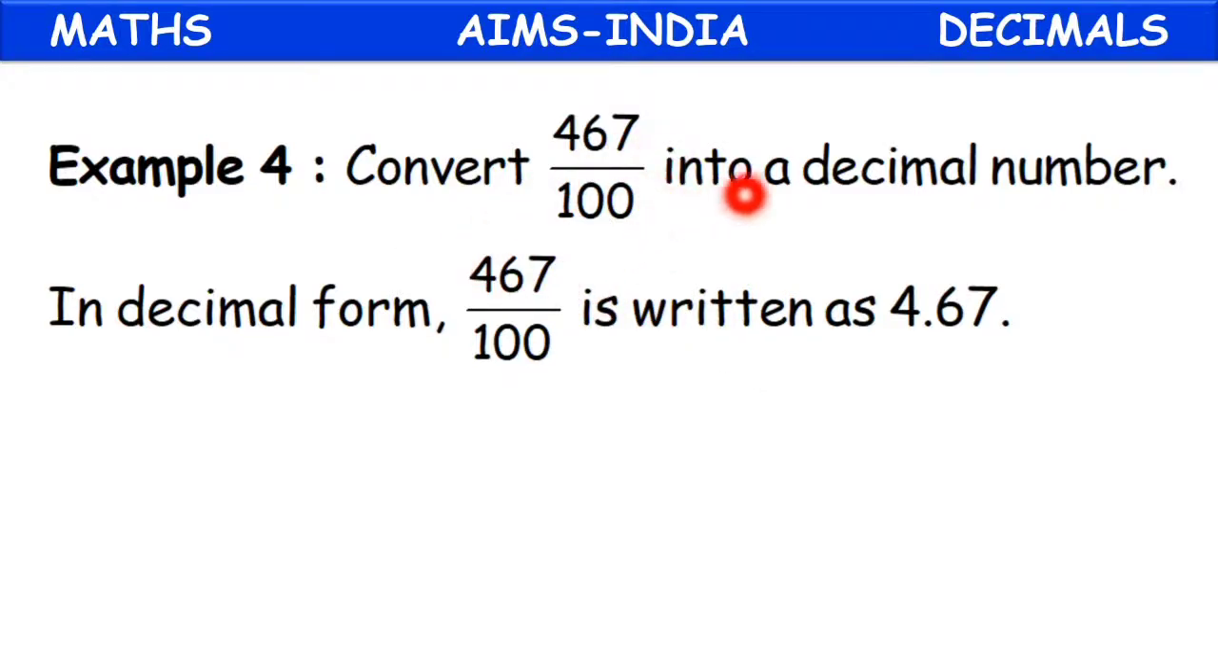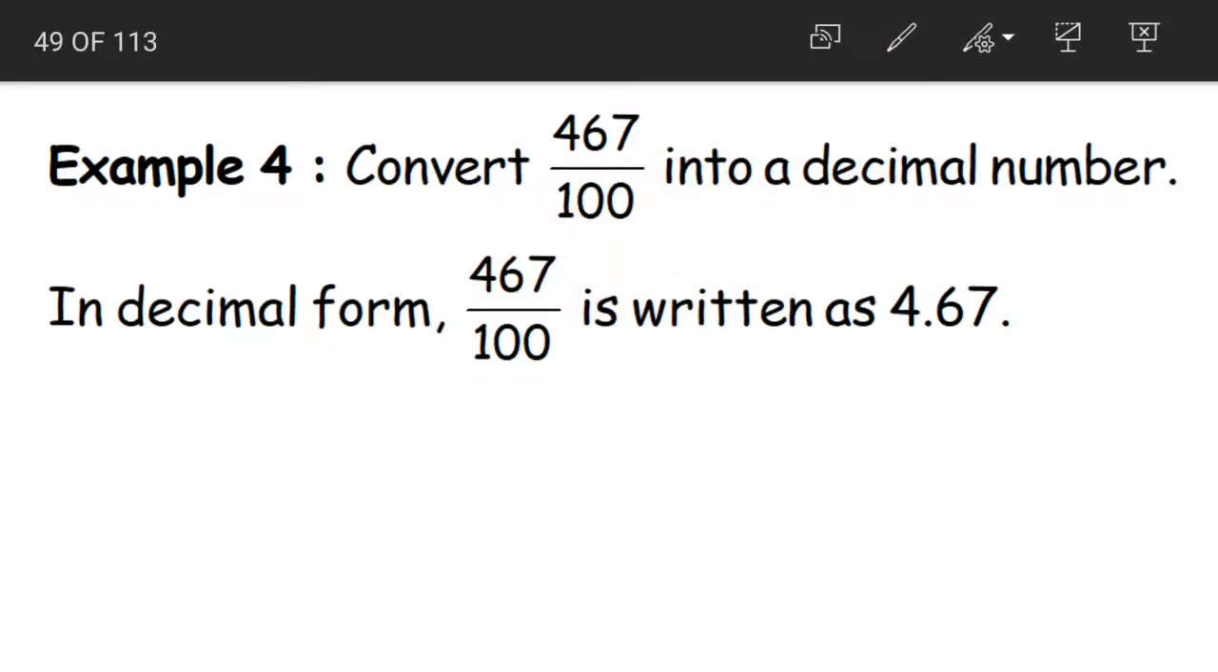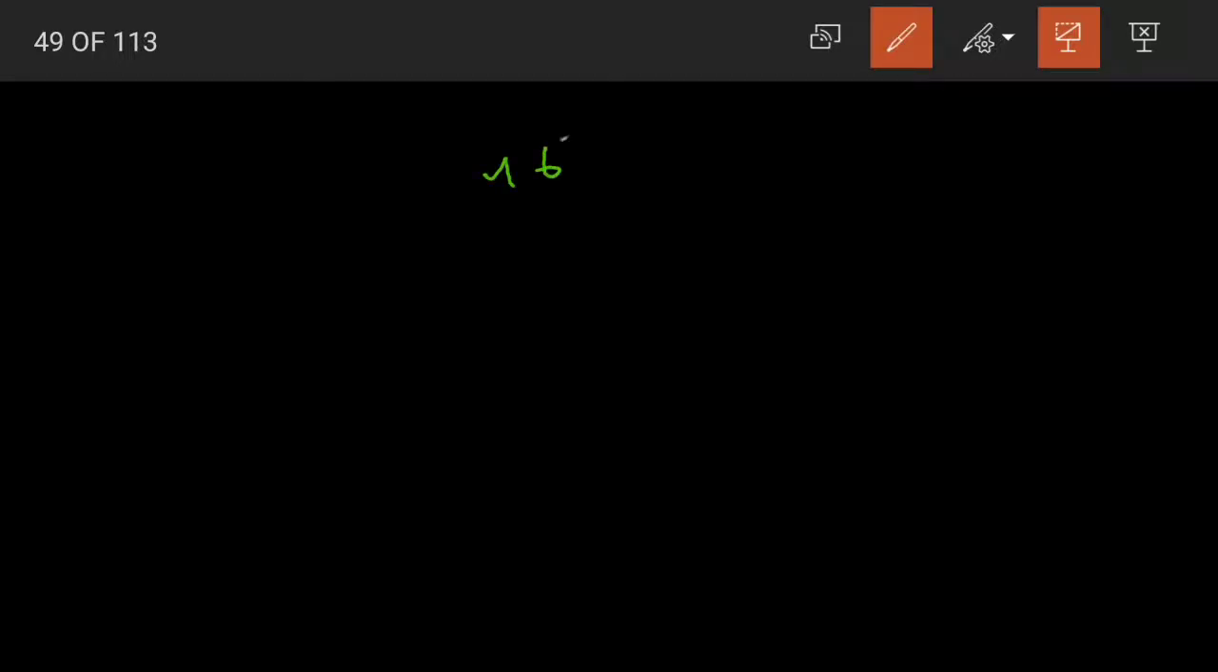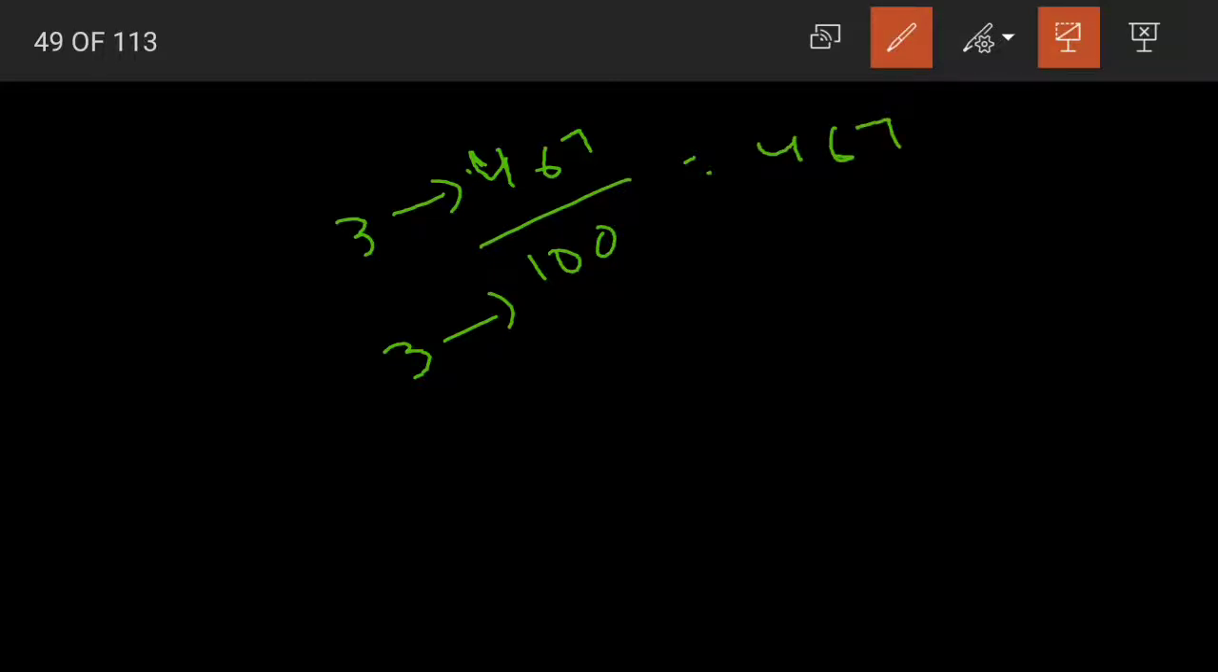Convert 467 by 100 into a decimal number. 467 divided by 100. If you count the number of digits, the denominator is a 3-digit number and the numerator is also a 3-digit number. Yes, both the numerator and denominator have 3 digits. So we can write the number as it is.